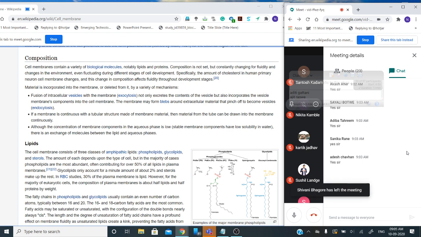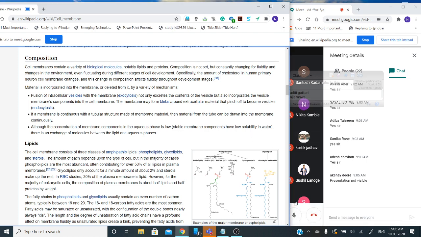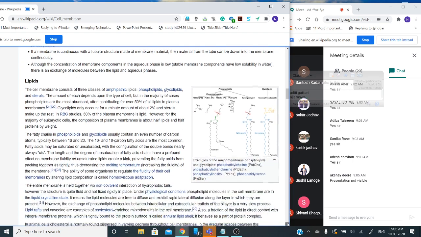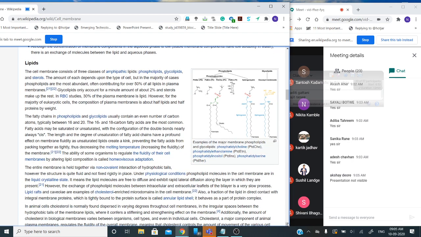The concentration of membrane components in the aqueous phase is low, because the stable membrane components have low solubility in water, and there is exchange of molecules between the lipid and aqueous phase. You have studied this as a part of absorption. Now, what are the lipids which are present? You have seen the structure of these lipids earlier. Three lipids are important: phospholipids, glycolipids, and sterols. These lipids are amphipathic, meaning having both hydrophilicity and lipophilicity.